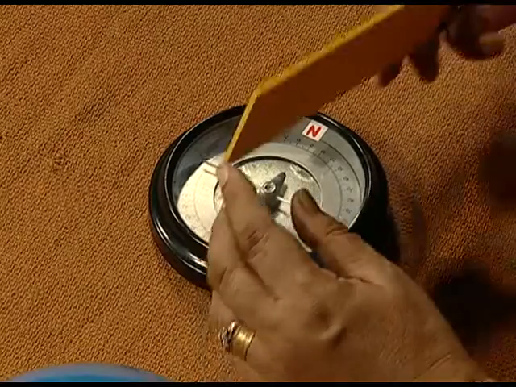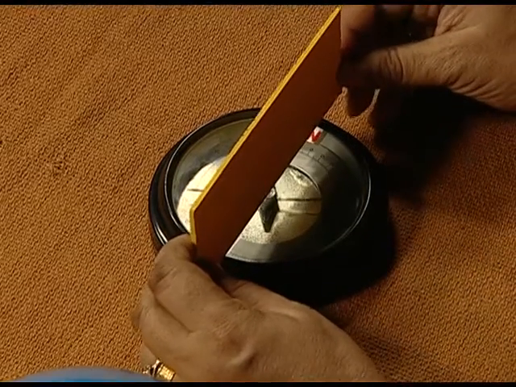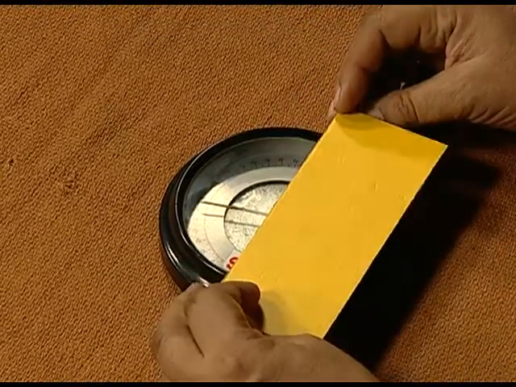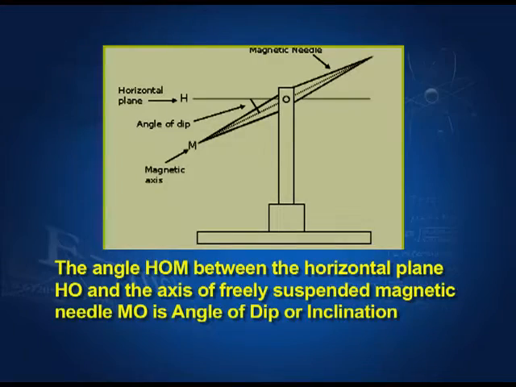So, for that let us first establish, using this compass needle here, the magnetic meridian, which is this plane, and there is a special apparatus called the dip circle. It looks like this.